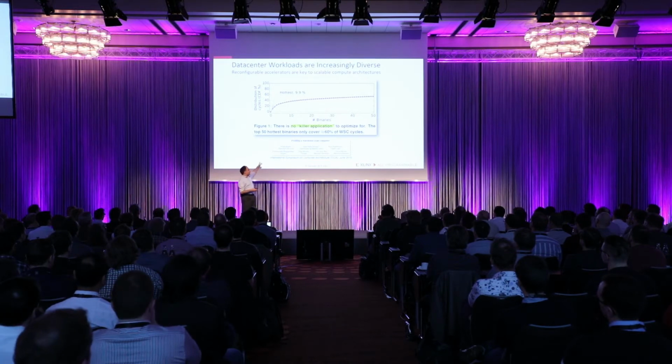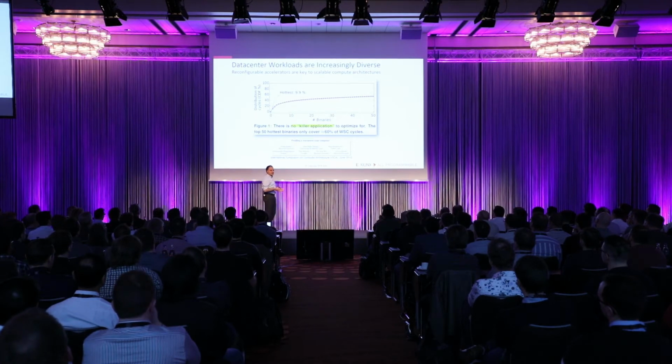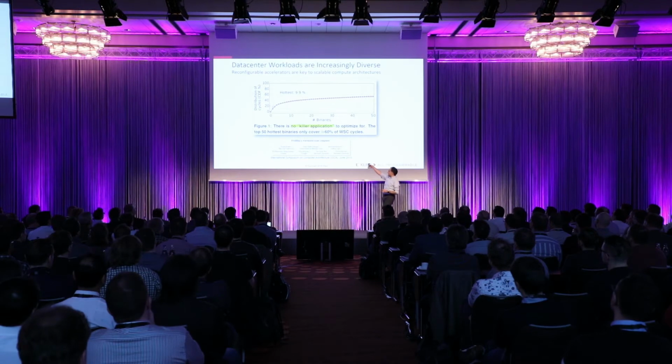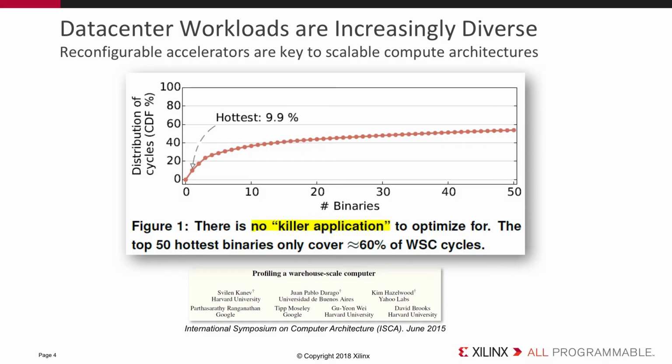So you see the cumulative graph there, and you can see that their top 50 workloads are taking less than 60% of their CPU cycles. And what they also found out in this same paper, you can see the title and the authors there, by the way. You can Google it. You'll find it. Some of the authors are no longer at Google, but they were all at Google when the paper was written.